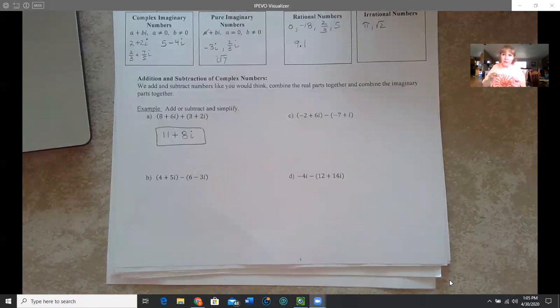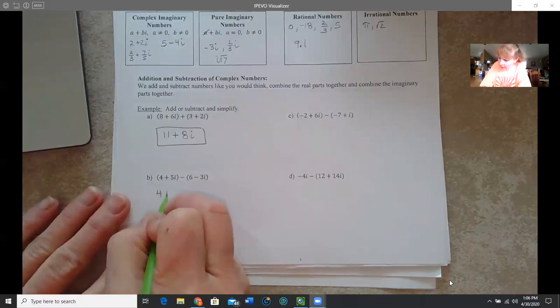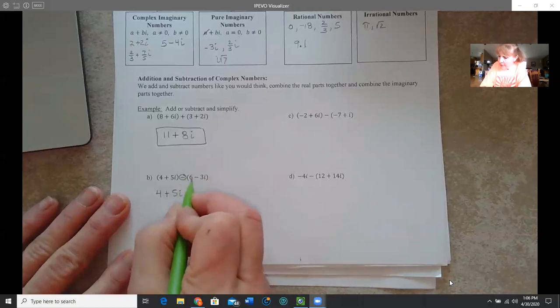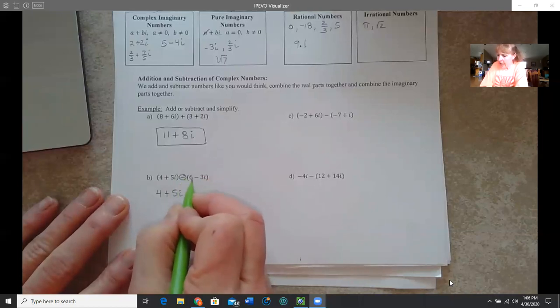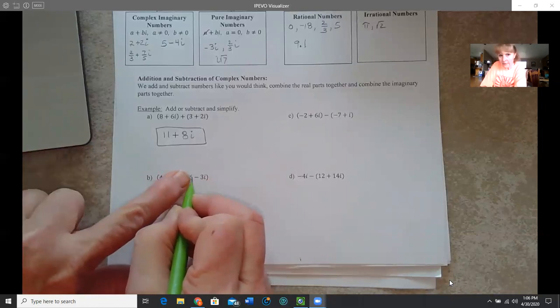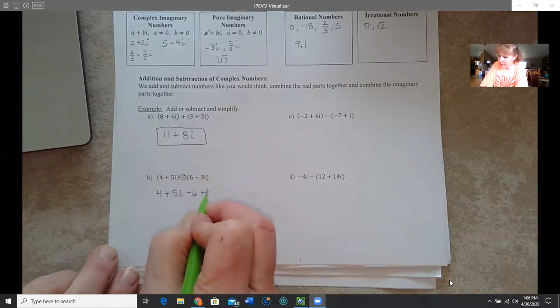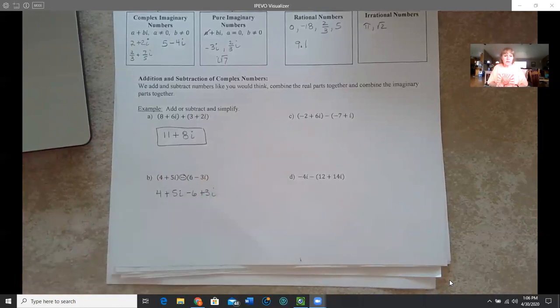Now we're subtracting, and so you have to remember that when you have a negative outside of your parentheses, it will change the sign on what's inside. Those rules still apply. So we have 4 plus 5i. Now this right here is going to become a minus 6, because inside it's a positive. So this is going to change it to minus 6 plus 3i. So again, it changes those, kind of what we've done since chapter 3.